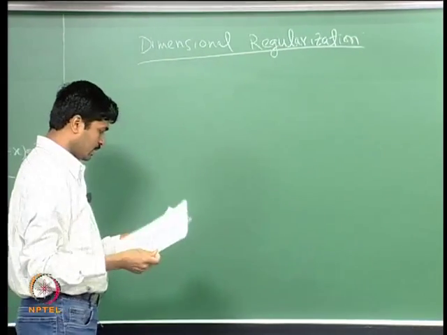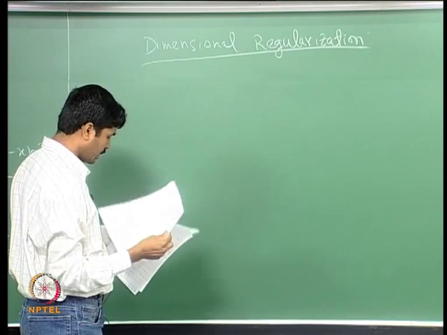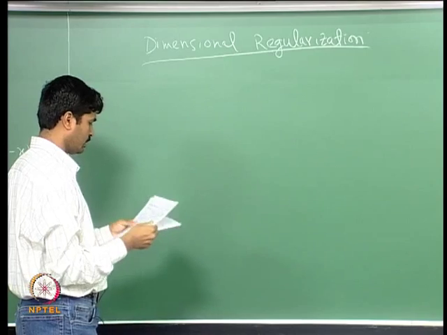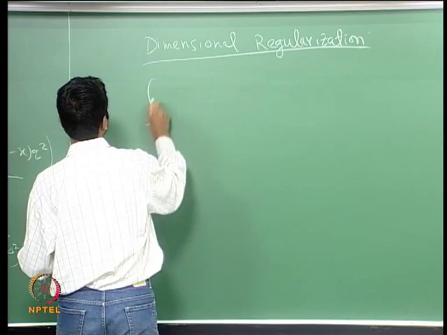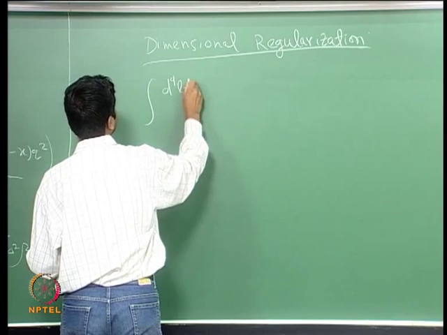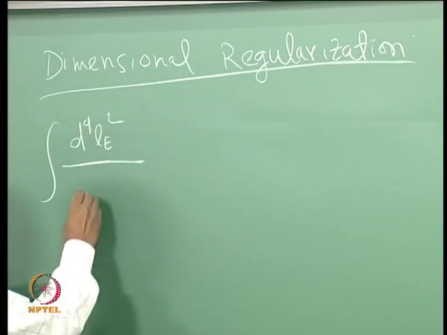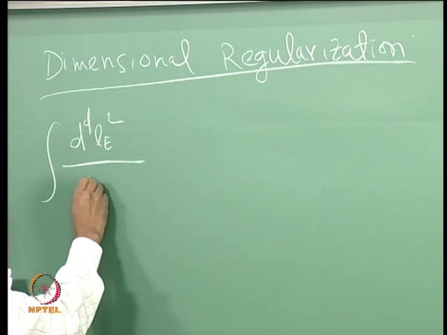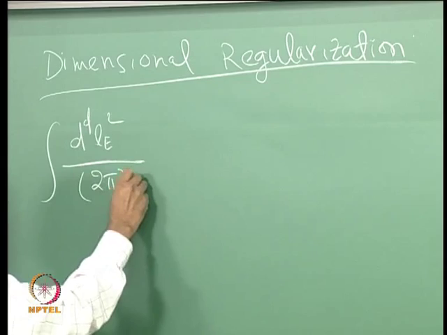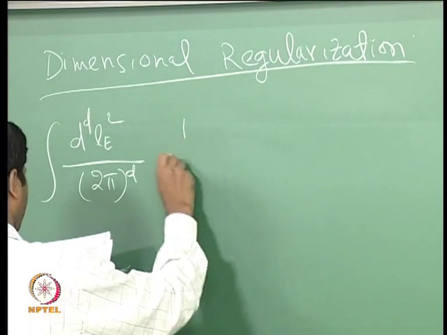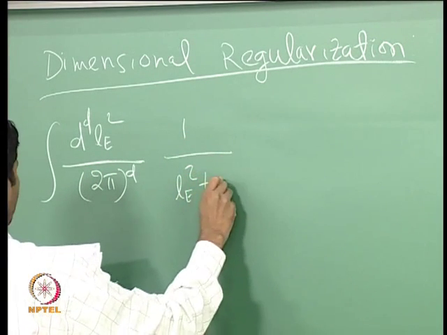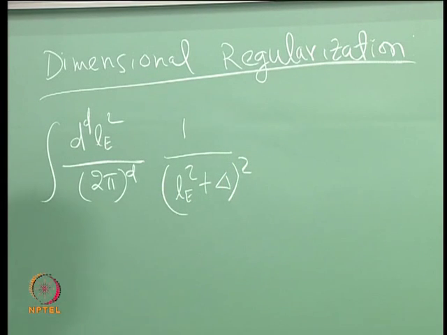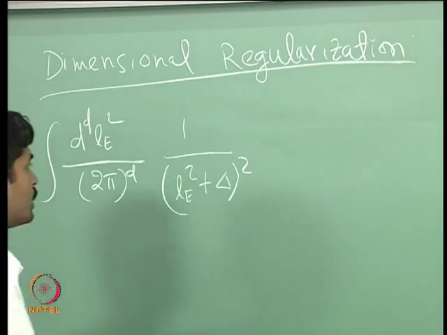Our goal here in dimensional regularization would be to evaluate integrals of this kind, d^d l_E. As I said just now, instead of evaluating the integration in 4 dimensions, we will evaluate it in general in d dimensions, 1 over (l_E square plus delta) whole square. This we will evaluate in d dimensions.